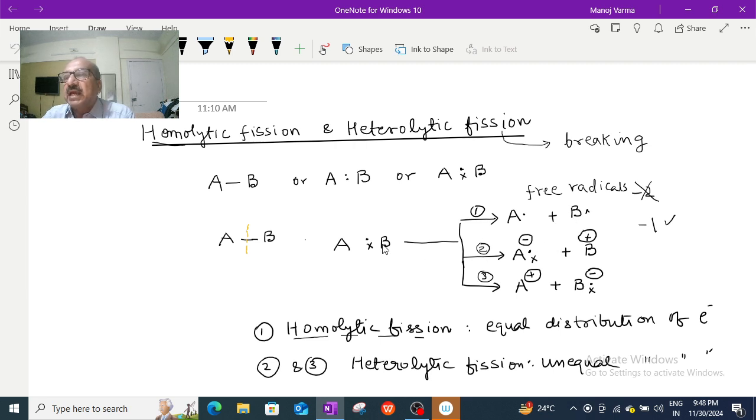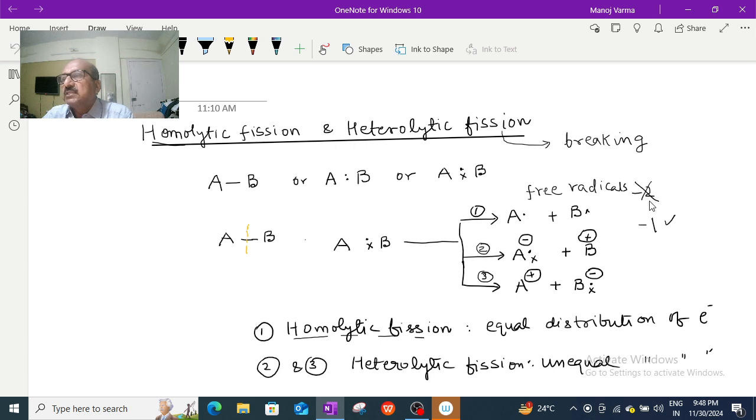Now the other way is that there is an unequal distribution of electrons, such that A has received both the electrons and B has not got any electrons, so unequal distribution. The atom which gets the pair gets a negative charge, and the atom which loses its electron gets a positive charge. Similarly, the reverse thing happens over here. So in heterolytic fission, unequal distribution, we get negative and positively charged ions, whereas in homolytic fission we will get free radicals.